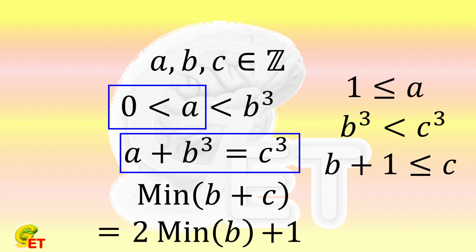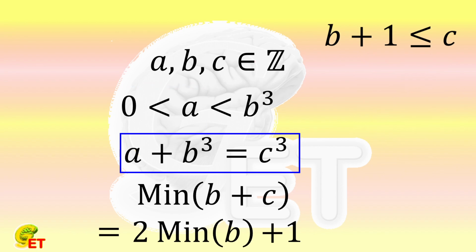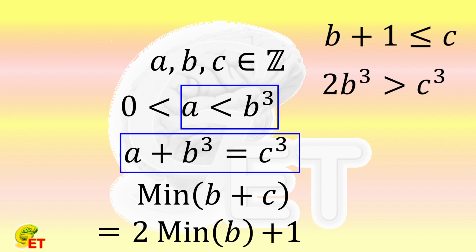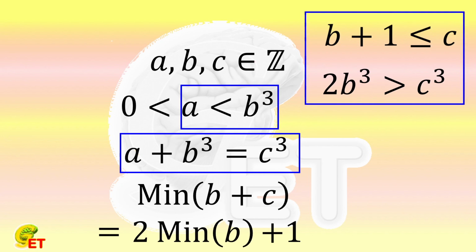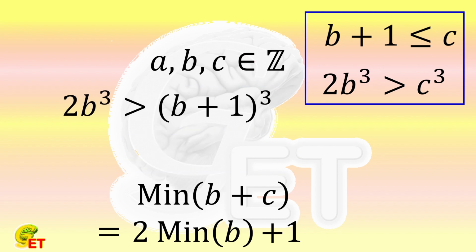Let's get back to a plus the cube of b is equal to the cube of c. Because a is smaller than the cube of b, if we replace a by the cube of b, we will get that twice the cube of b is bigger than the cube of c. Bringing here that c is not smaller than b plus 1, we have twice the cube of b is bigger than the cube of b plus 1.